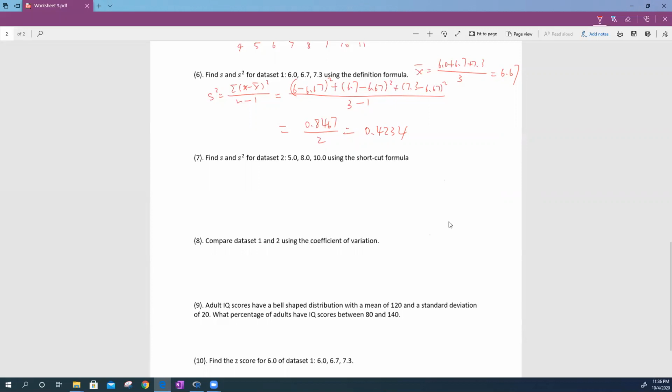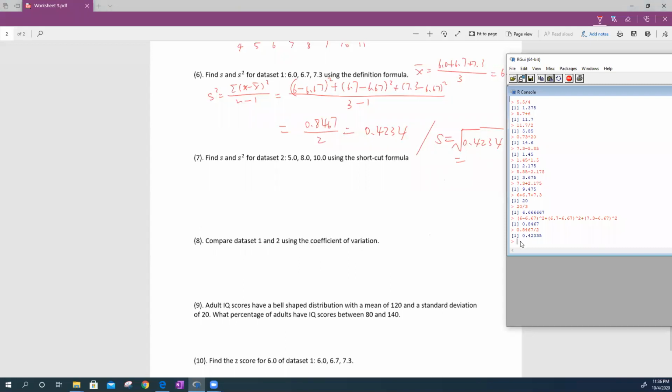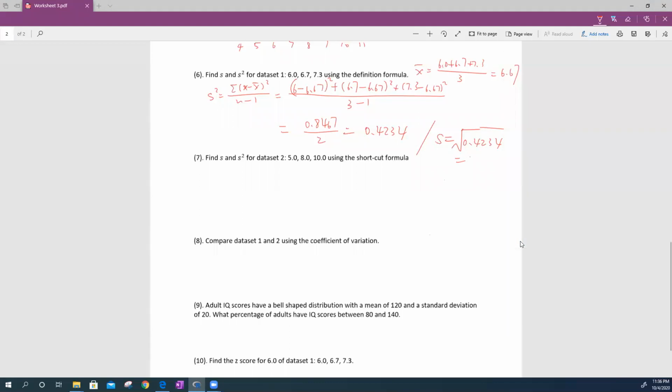We forgot to do the standard deviation, so let's do it. Standard deviation is just the square root of the variance, 0.4234. Take the square root, so we got 0.6507.